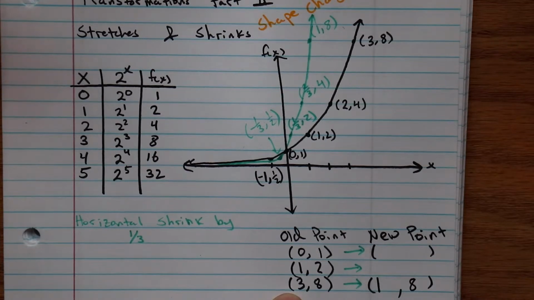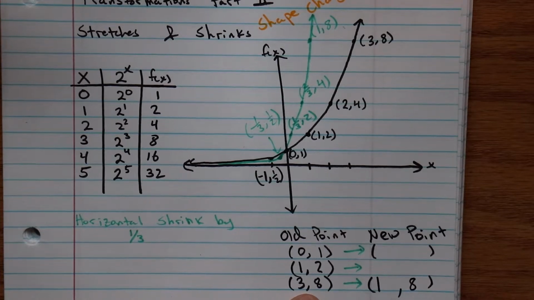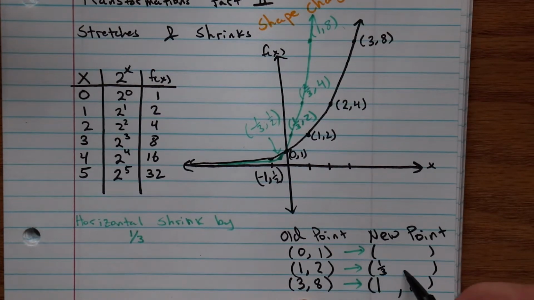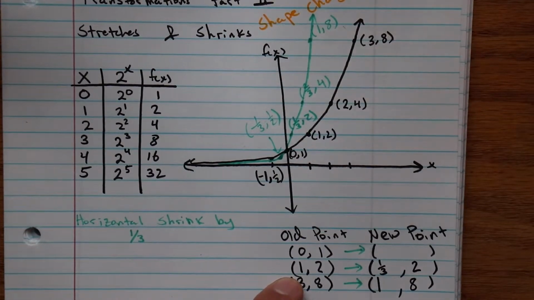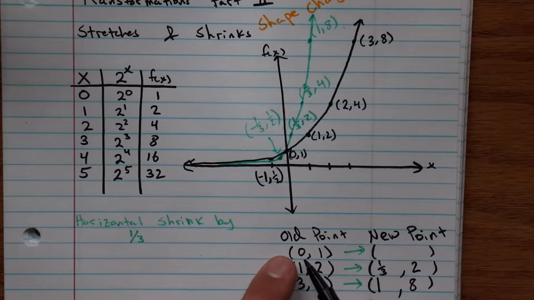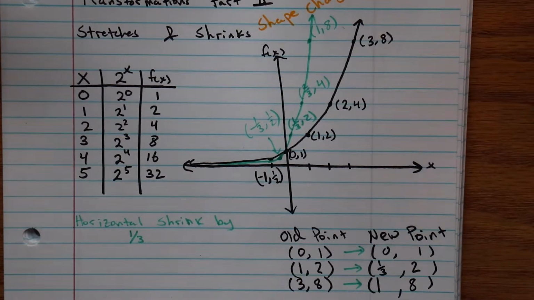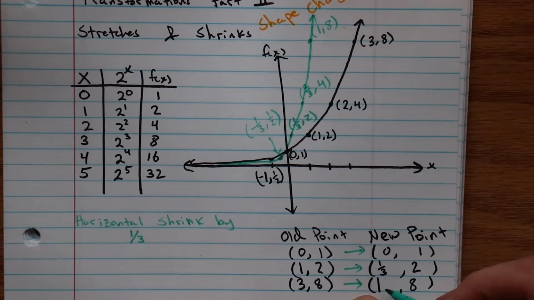This is horizontal. So none of the outputs are going to change. The inputs will. We want to be able to input the number 1/3 and get out a 2. So the old point, we could input a 1 and get out a 2. Remember, these were powers of 2. We want to be able to input 0 and get out a 1. Now check this out. If we're shrinking this, what's something we could do to 1/3 to make it back into a 1? We could times it by 3.